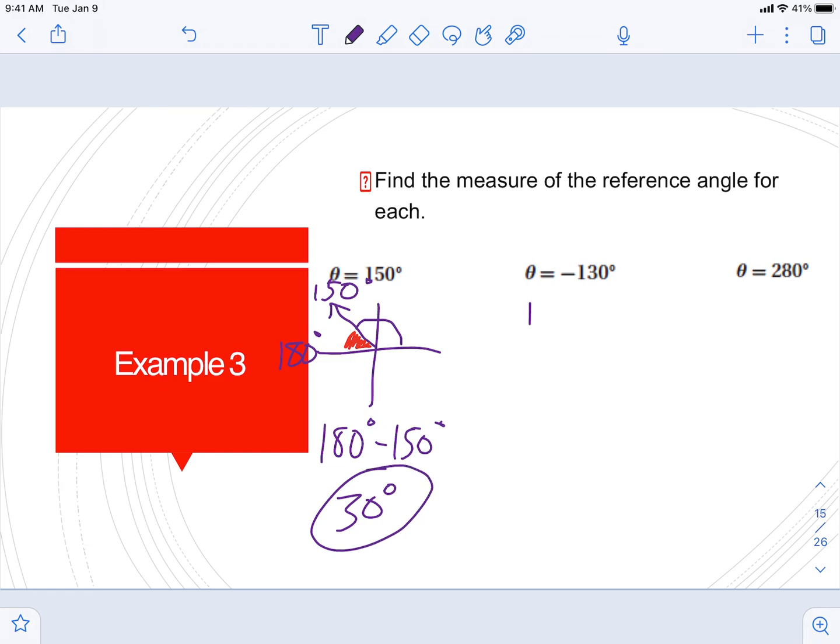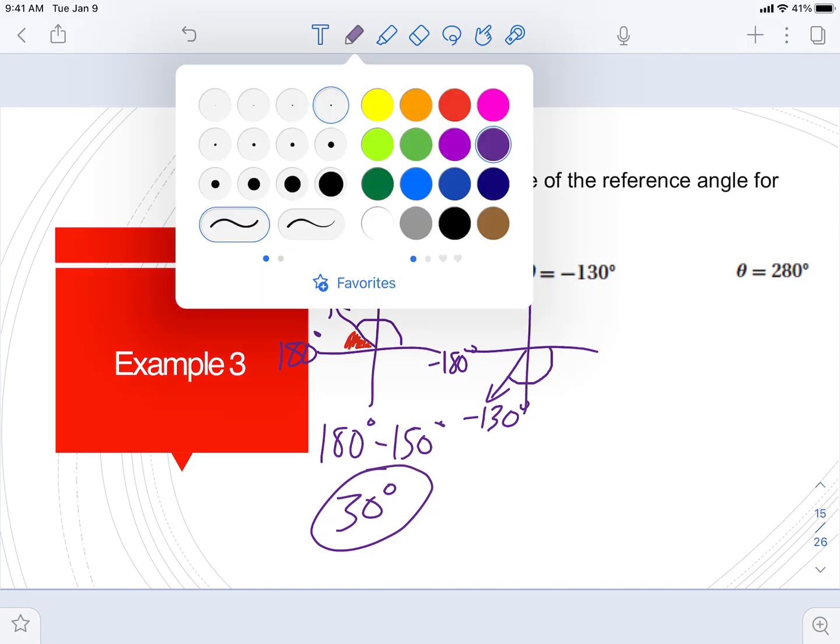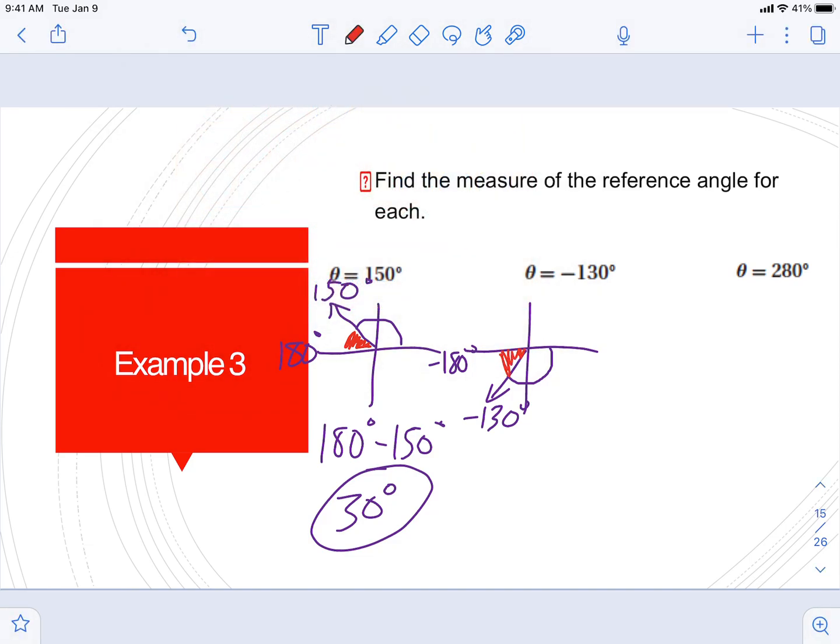For negative 130, now this is where some of our first mistakes will come in. One thing about reference angles is they are always positive. So even though negative 130 is down over here, and we're measuring it to the x-axis, which is at negative 180, we're going to treat this as a positive angle. So instead of doing negative 180 and subtracting negative 130 and then trying to remember that it's positive, I'm going to just take the shortcut of doing 180 minus 130. And I get 50 degrees.